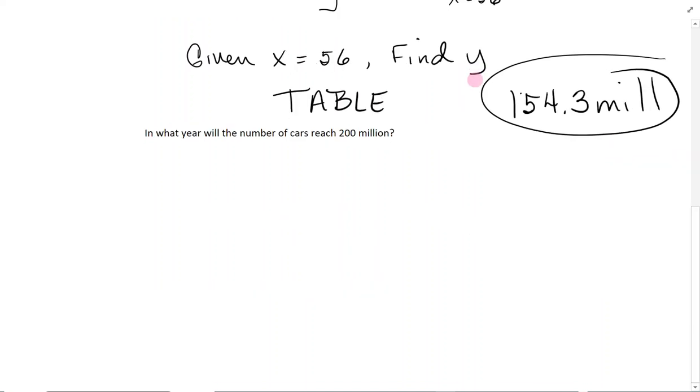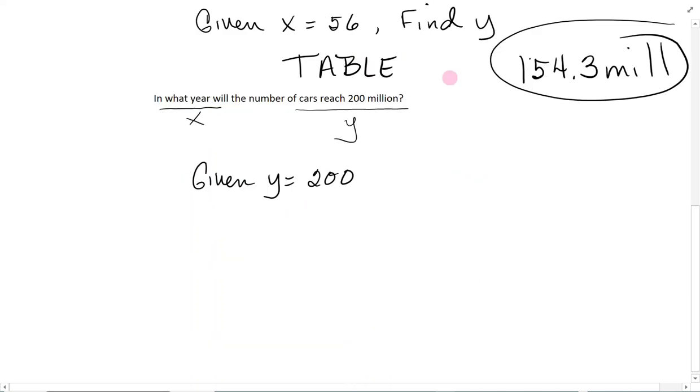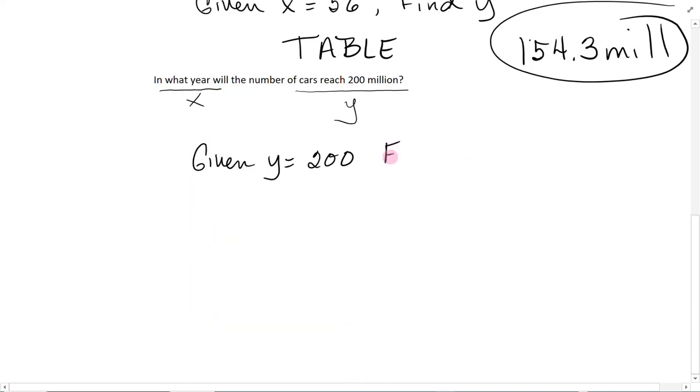All right, last part. In what year? Now, in what year has to do with X. Will the number of cars reach 200 million? That's Y. So, this one is given Y equals 200. I know it's million, but I'm just going to type in 200. Whoops, sorry. Find X.